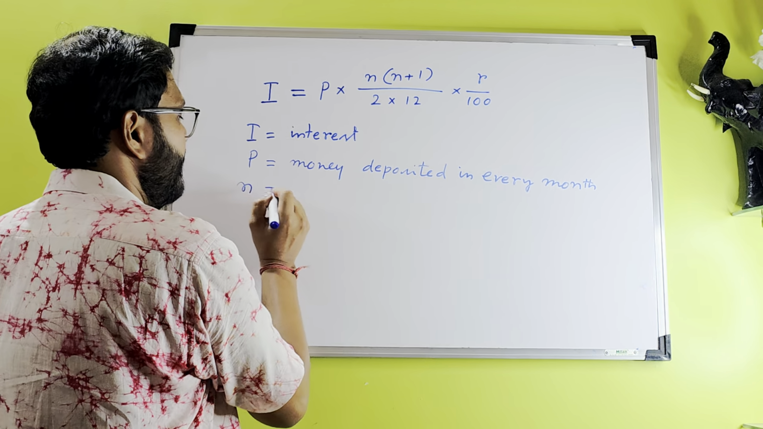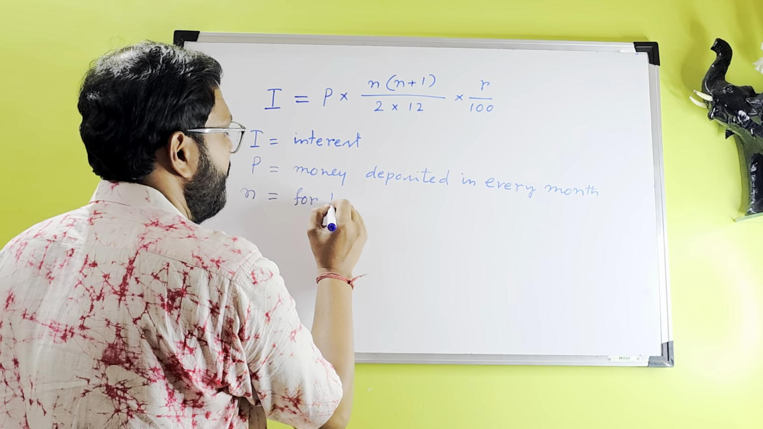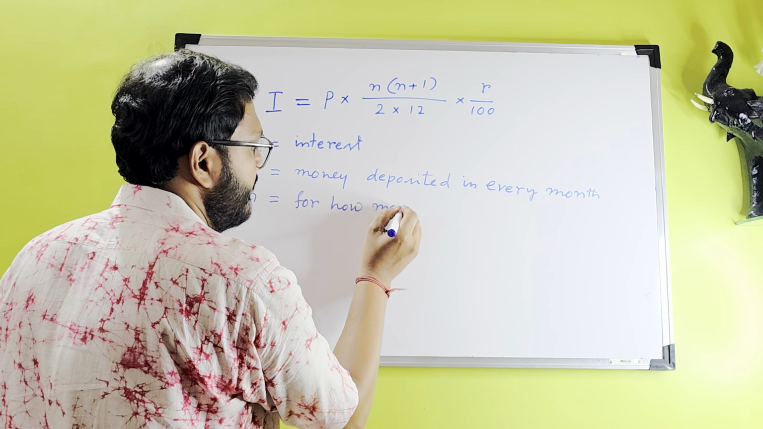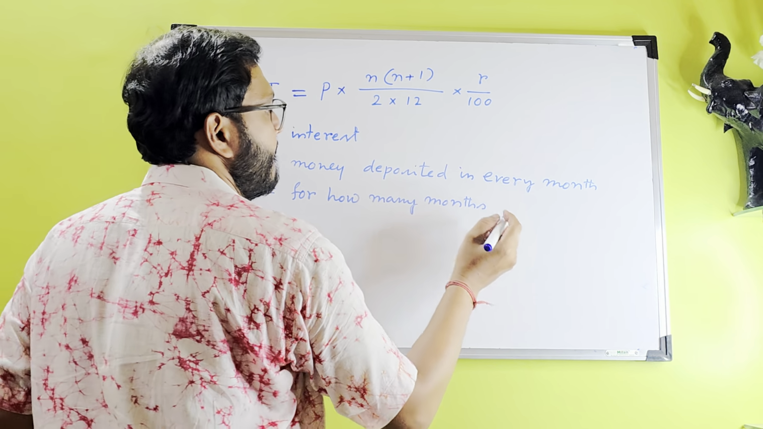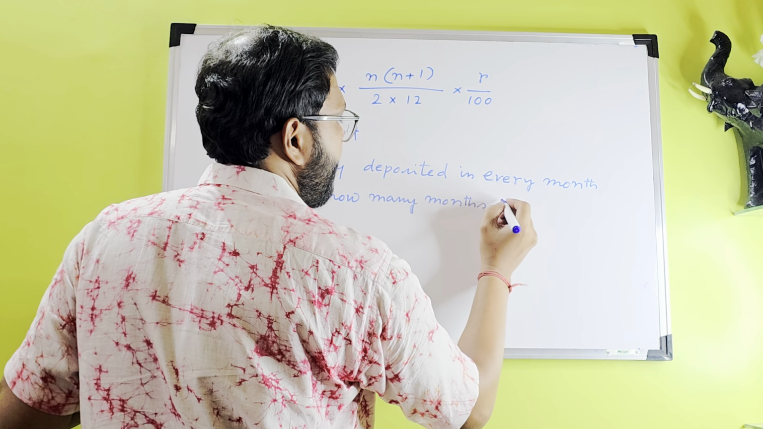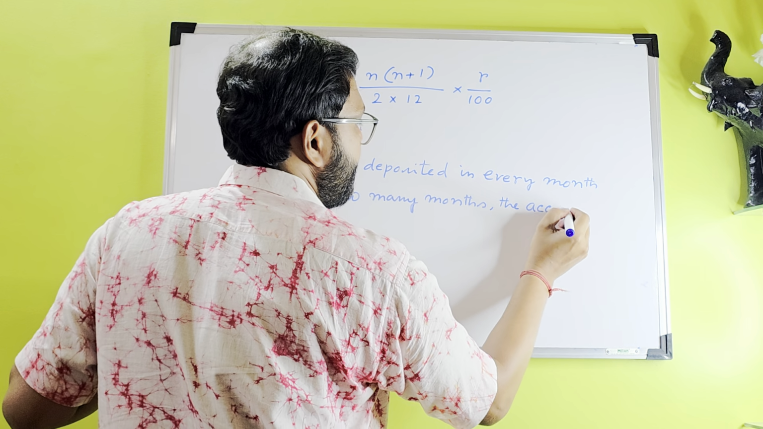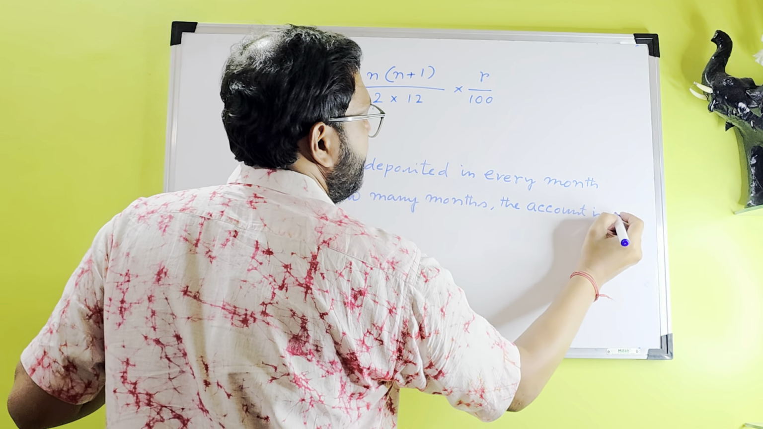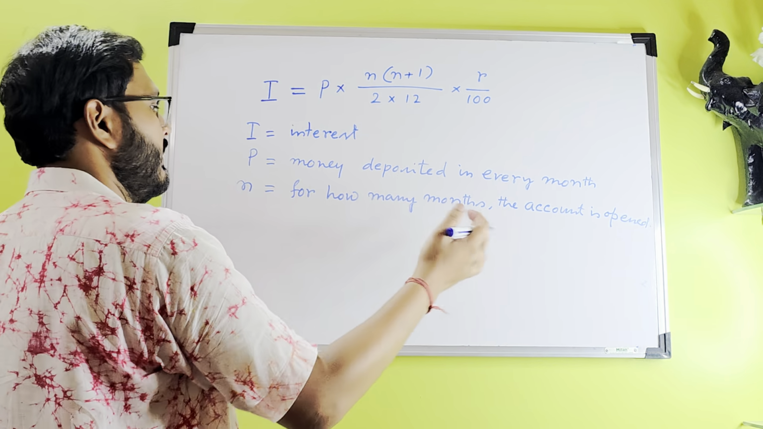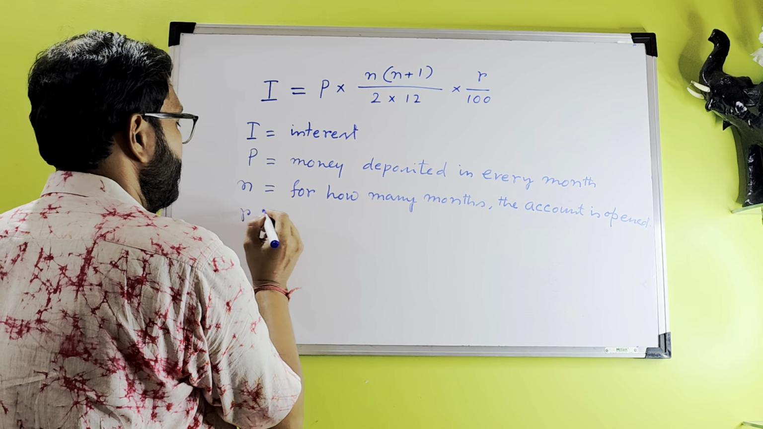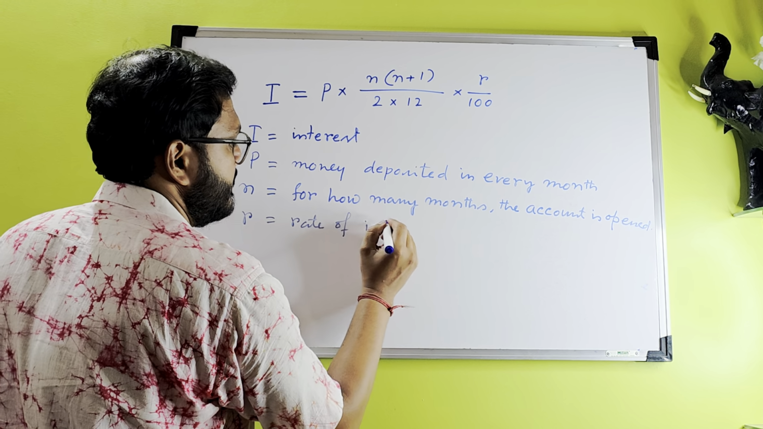What is n? n equals for how many months the account is open. For how many months? And r is the rate of interest.